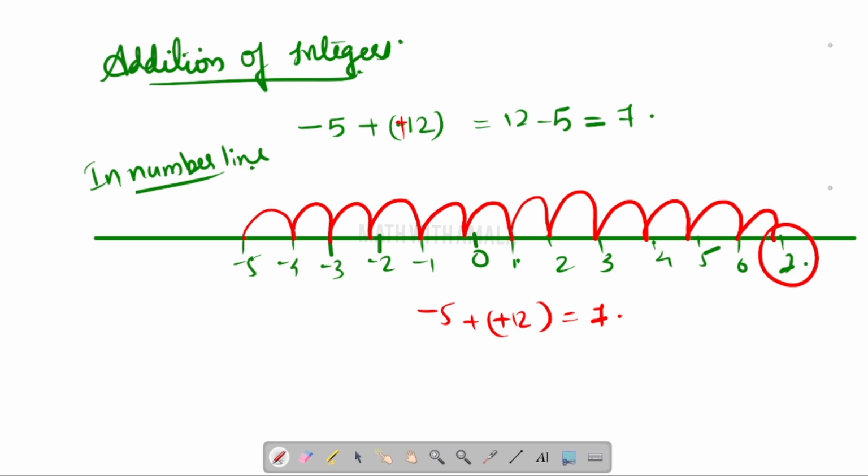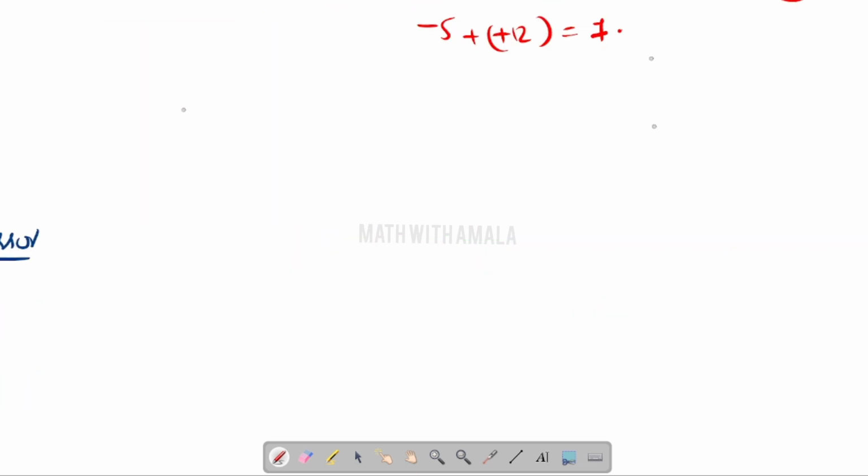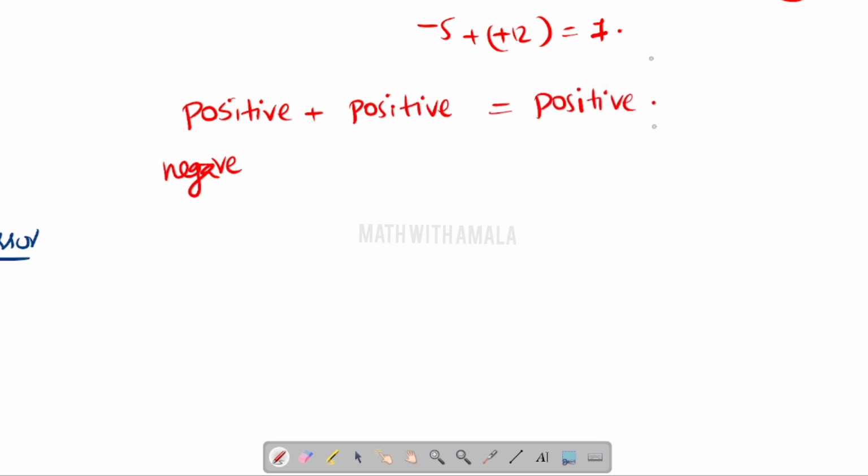Here we are dealing with the addition of integers, which is actually jumping from one number towards the next by that many units, and you will have some right and left movements. Now, positive plus positive is positive. So these are the rules for the addition of integers.